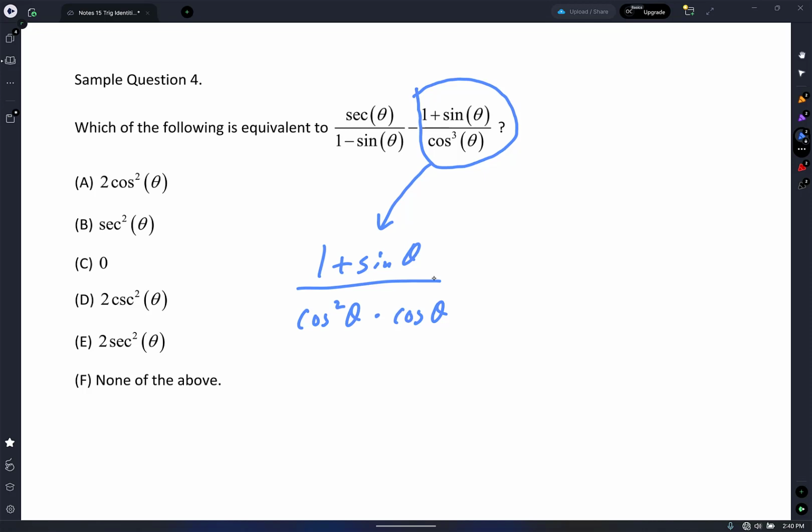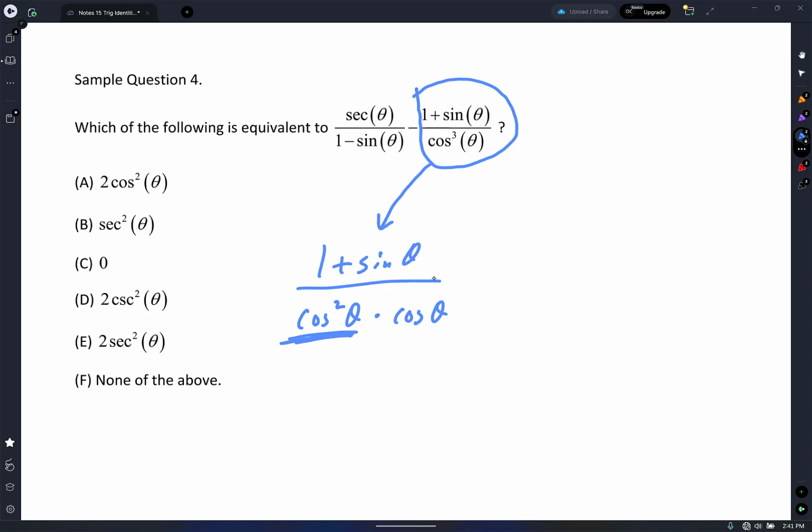It's like x squared times x, guys. X squared times x is x cubed. So it's the same idea. Cosine squared times cosine is cosine cubed. Are we okay? Now this I do know something about. So here's your thought process. You see a 1 plus sine theta on the top, and you think, I know that cosine squared is 1 minus sine squared, and I think that I can do something with that.